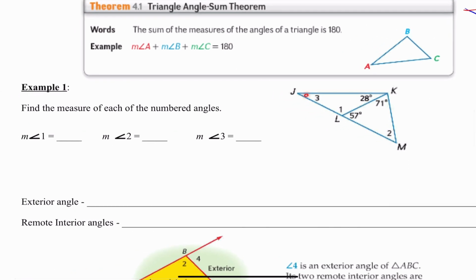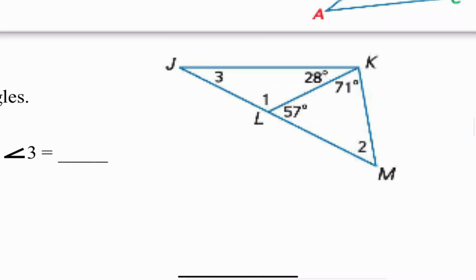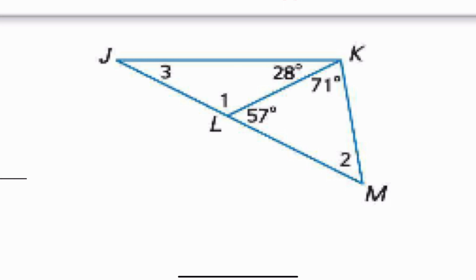Okay, so there is one big fat triangle right there, but you can see that this big fat triangle actually consists of two triangles. One triangle here and another triangle here. So let's go ahead and figure out the measures. Notice that there's 28 degrees, 71 degrees, 57 degrees. That's how big each of those angles is.